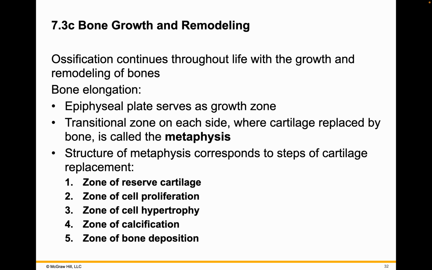Ossification continues throughout life with growth and remodeling of the bones. In bone elongation we have the epiphyseal plate. It serves as a growth zone. There's a transitional zone on each side where cartilage is being replaced by bone, called the metaphysis. The structure of the metaphysis corresponds to the steps of cartilage replacement. So there is a zone of reserve cartilage, a zone of cell proliferation, a zone of cell hypertrophy, a zone of calcification, and a zone of bone deposition.